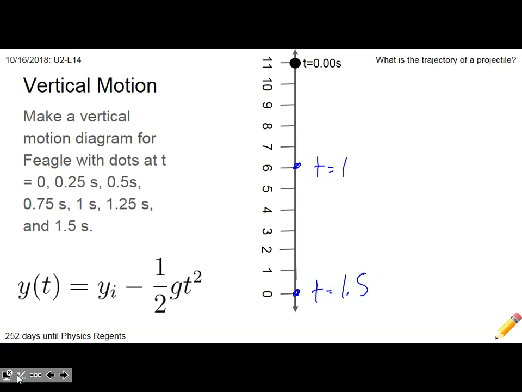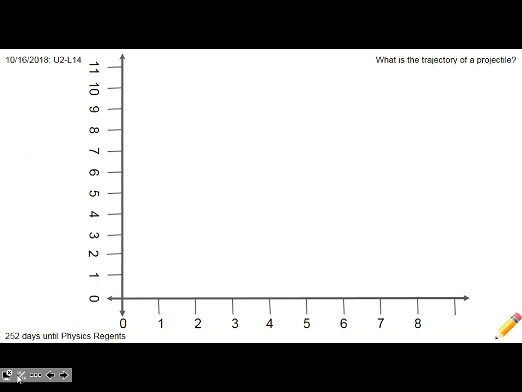All right, so let's take these two different motion diagrams and start putting them together. First, I've taken my x and my y and put them next to each other, one in the x direction, one in the y direction. For the vertical motion, this is what I got. What's happening to the spacing between the motion dots as time goes on? That spacing is increasing.